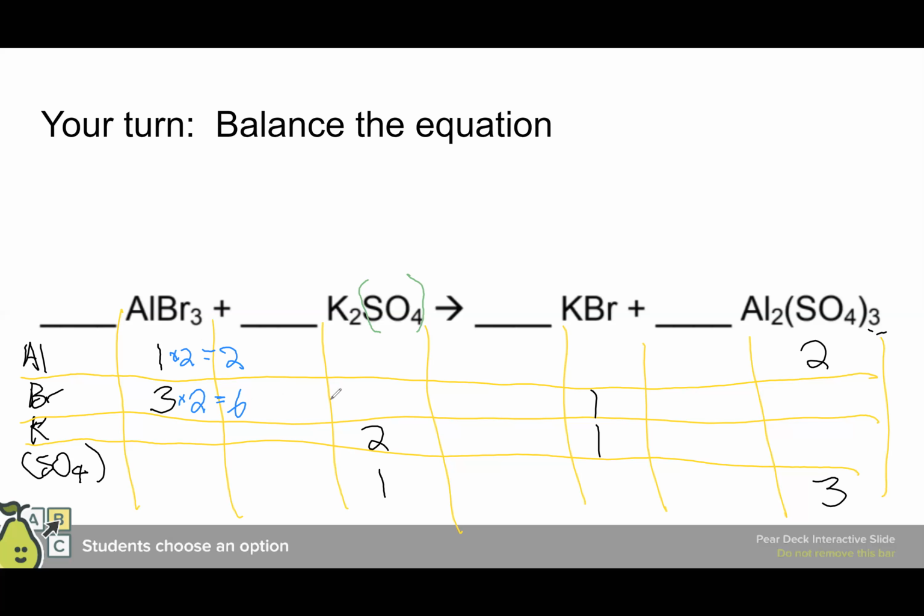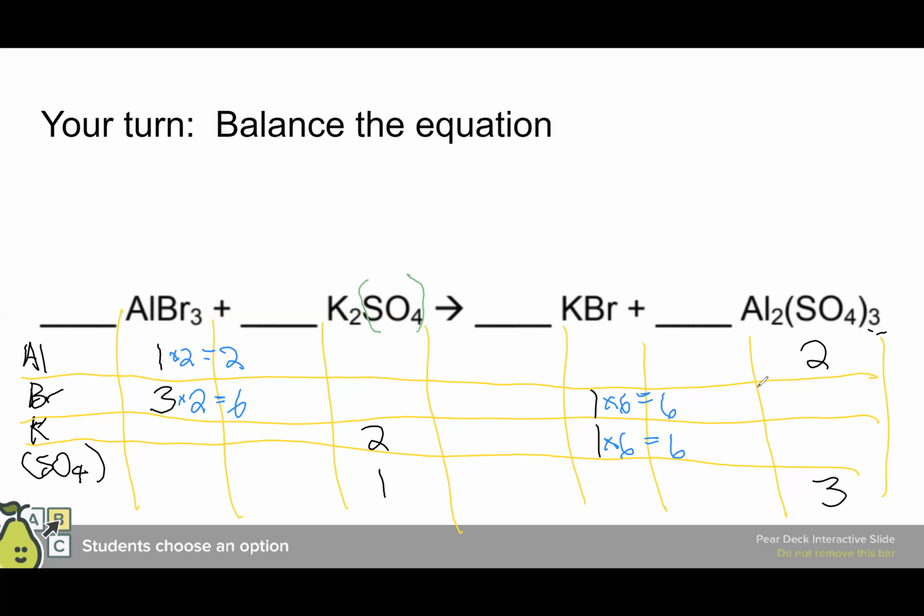I have bromine next. I have 6 on the left side now, but on the right I have only 1. So I'm going to multiply 1 times 6 equals 6. And everything in the column has to be multiplied by 6. So 1 times 6 equals 6. Okay, so next row, 6 and 6. Good to go. Check. Potassium, K. On the left, I have 2. On the right, I now have 6. That's not going to work.